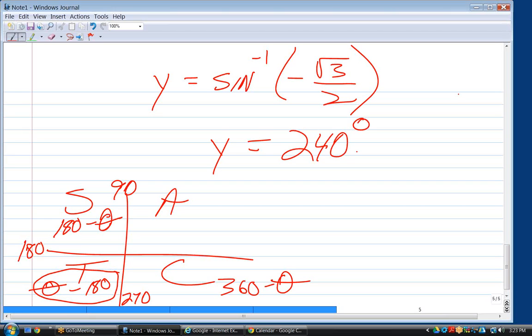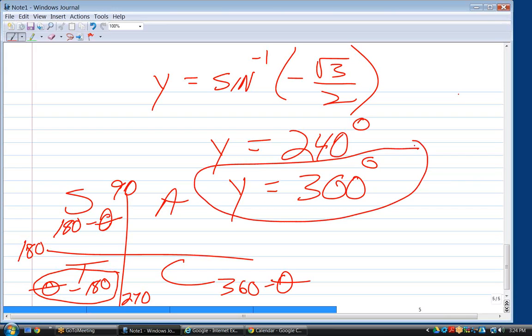Remember, when we take inverse sines, we find angles. What's the other angle? The other angle is 300. Now, if you use your calculator and you ask, what is the inverse sine of negative root 3 over 2? It only gives you the fourth quadrant angle, even though both of these are true.